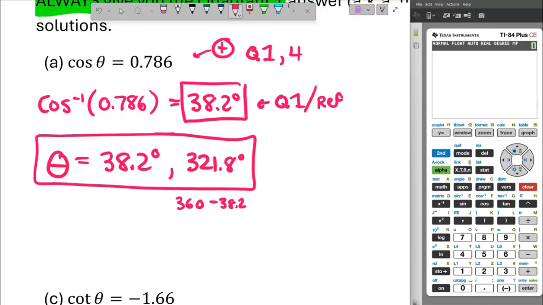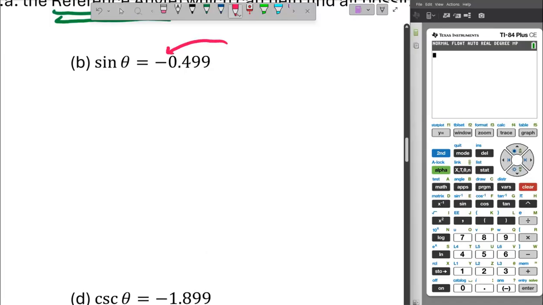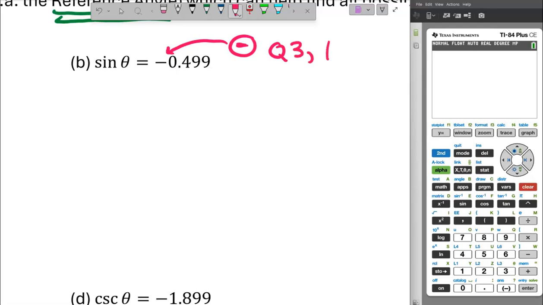There is the extra step that we have to do. Now, let's move on and talk about what happens when it's negative. Because in this situation, we see the negative sign, and we know that sine is negative in quadrant 3 and quadrant 4. But here's what I'm going to recommend.